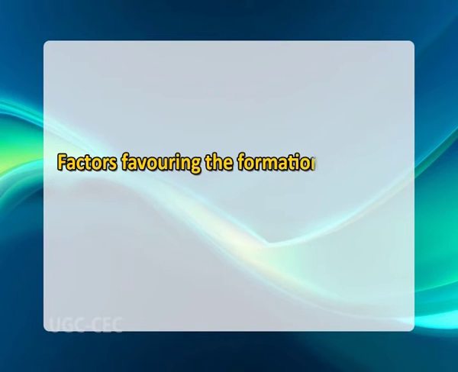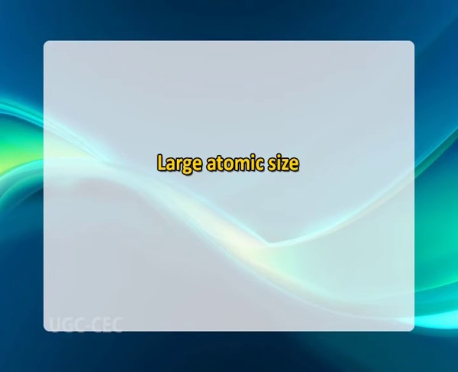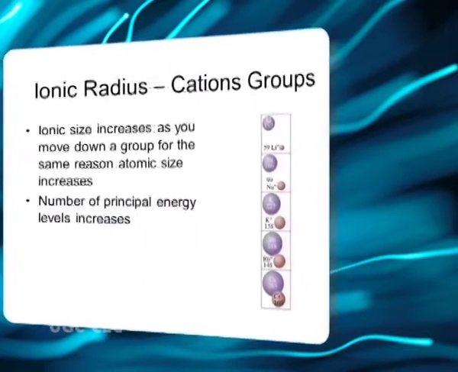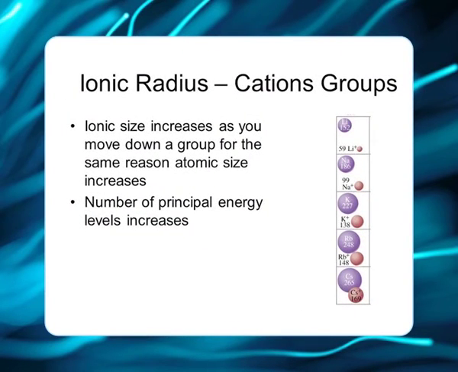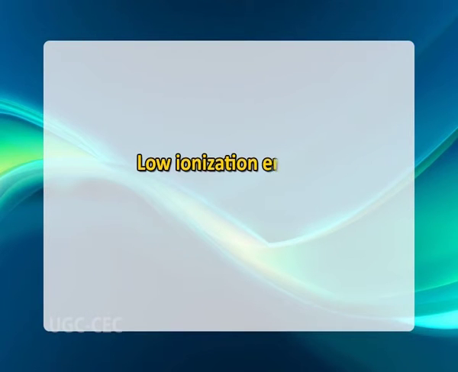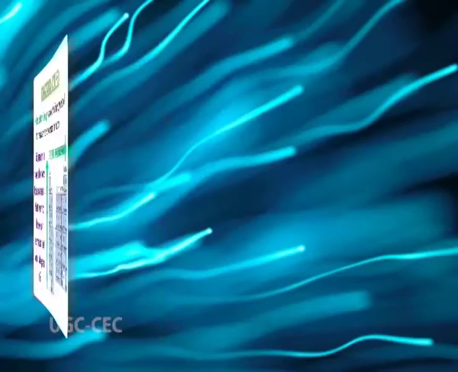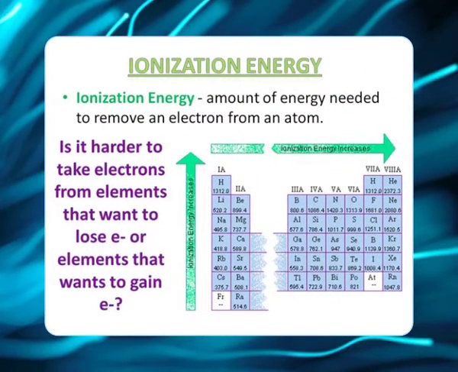Now the factors that favor the formation of cations. The first is large atomic size. The ease of formation of cations increases from lithium to cesium in first A group with increase in size. Second, low ionization energy. The removal of electrons is easy from atoms with low ionization energy values. Hence, these atoms form cations easily. For example, first A and second A group elements readily form cations due to low ionization energies.